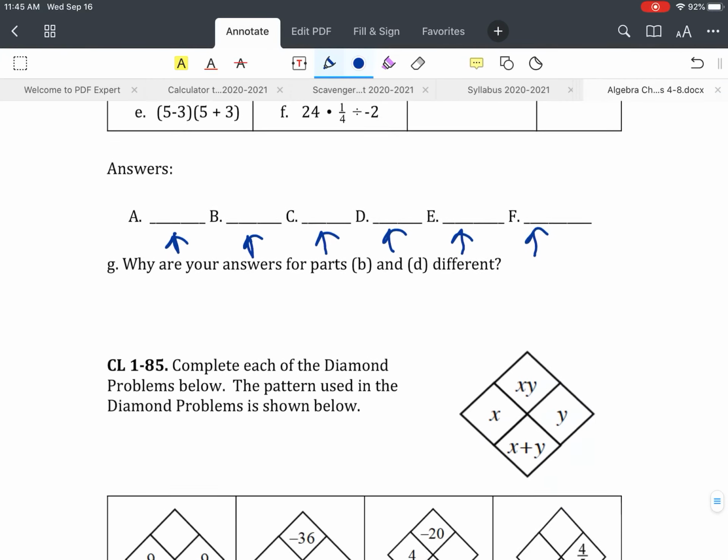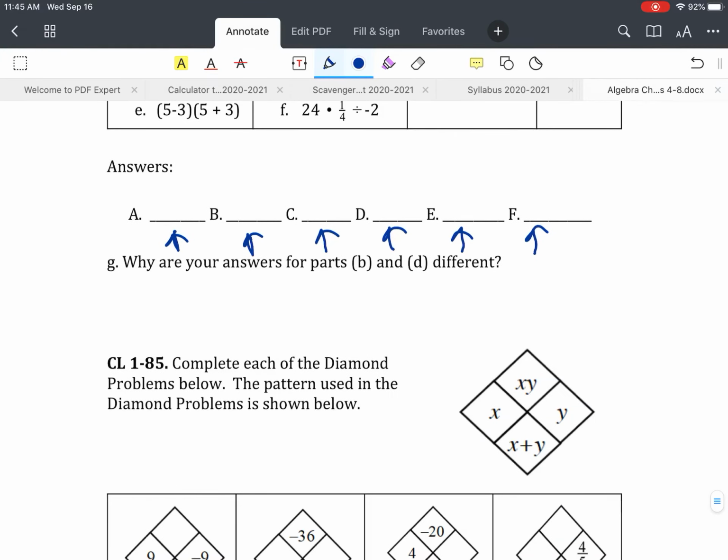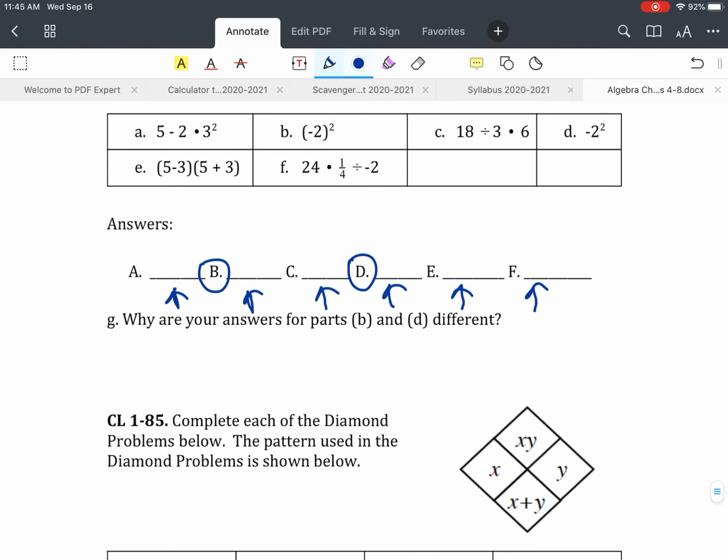And then I want to know for part G, why are your answers for part B and D, so this one and this one, why are they different? And they should be different. And I want you to tell me what made that happen.